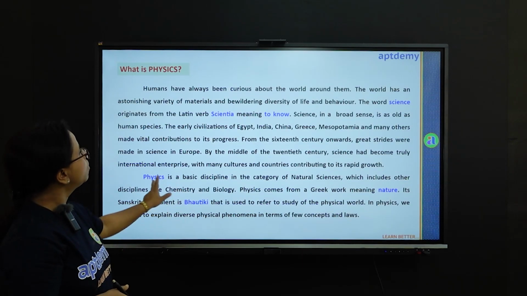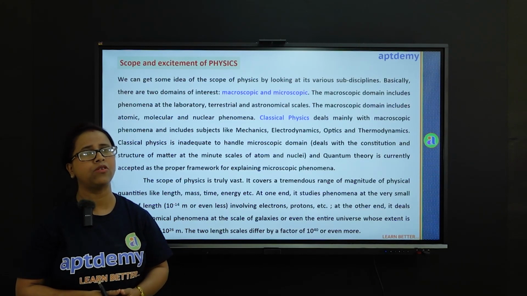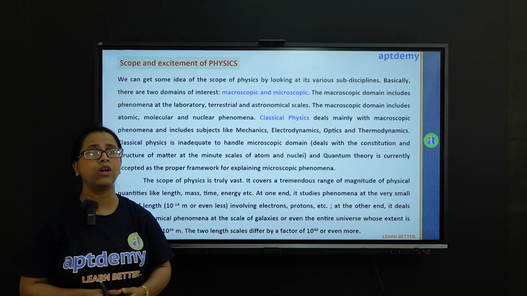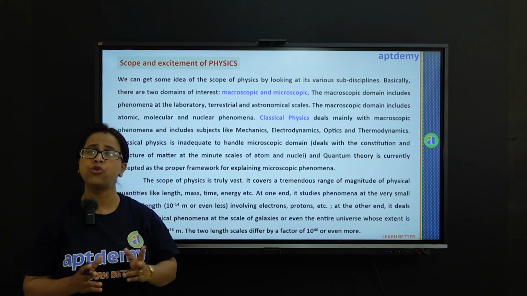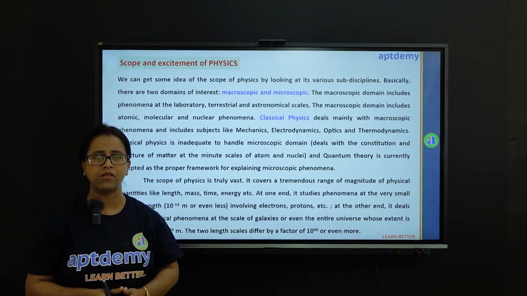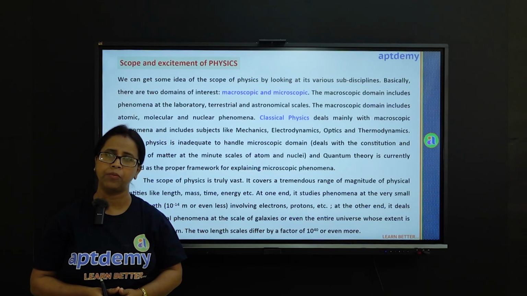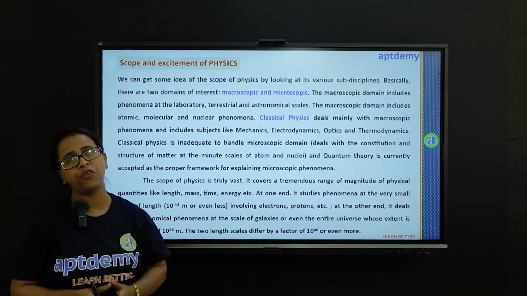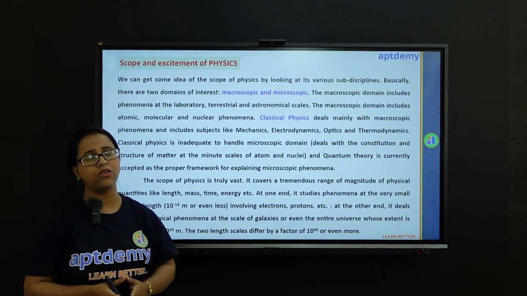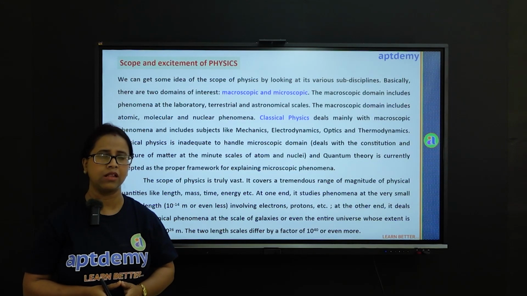Now moving on to the scope and excitement of physics. Whenever we are talking about physics, we basically think of two main domains of interest, the macroscopic and the microscopic domain. In the macroscopic domain, we talk about phenomena which are related to laboratory, terrestrial or astronomical scales.